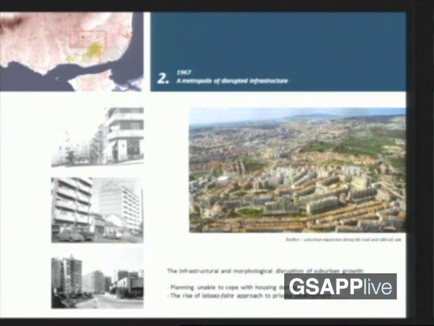And so this starts to be the background for urban or metropolitan development. The disruption comes also from the inability of planning to cope with housing demand, the rise of a laissez-faire approach to private development, which produces a disrupted landscape in which infrastructure and housing are no longer accommodated into a comprehensive planning.